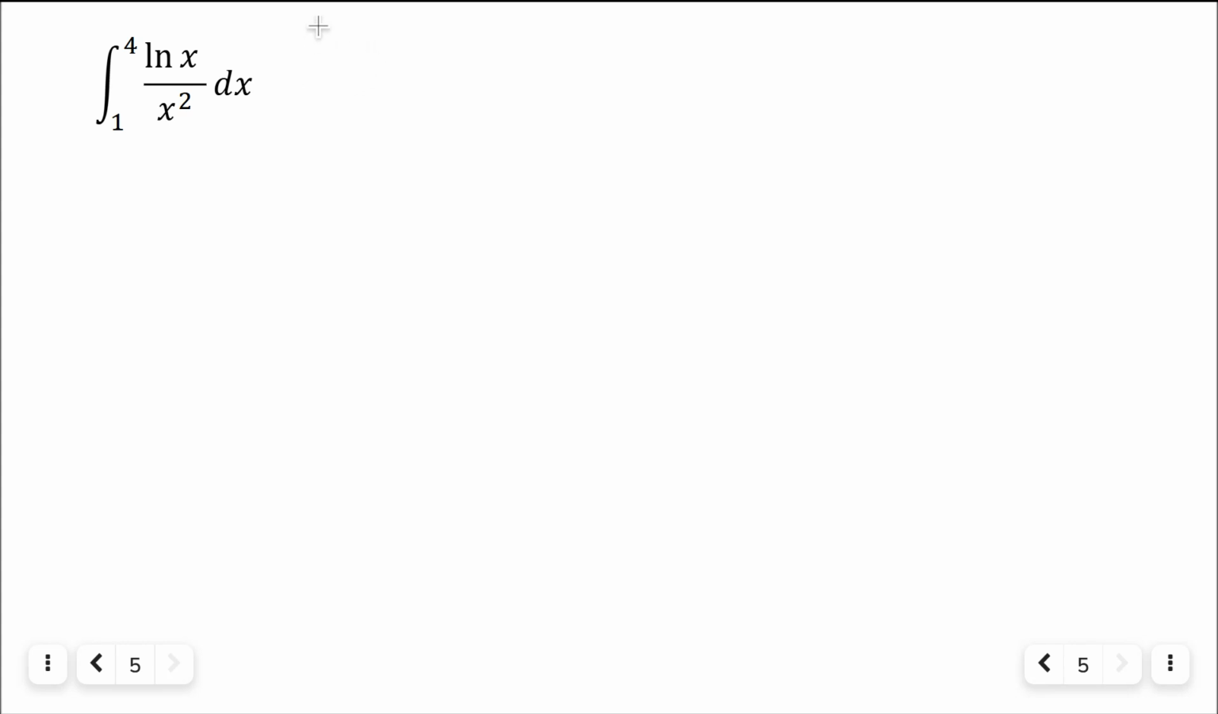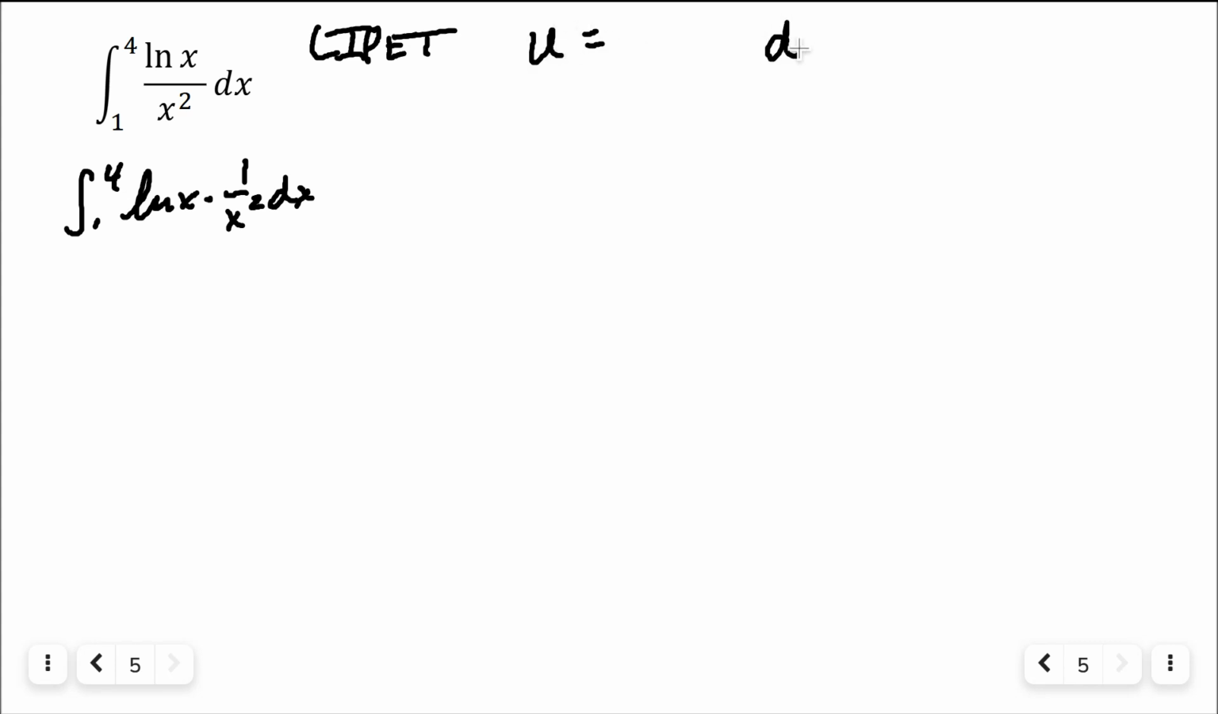Okay, so again, we're going to use parts for this. This really is two things that are being multiplied, right? It's ln x times 1 over x squared dx. So we're going to LIPET, pick our u and our dv. So our choices are, we have a log, ln x, and that's top of the food chain. So u is going to be ln x. dv is going to be the leftover stuff, which is 1 over x squared dx, which I can rewrite as x to the minus 2 dx, right?